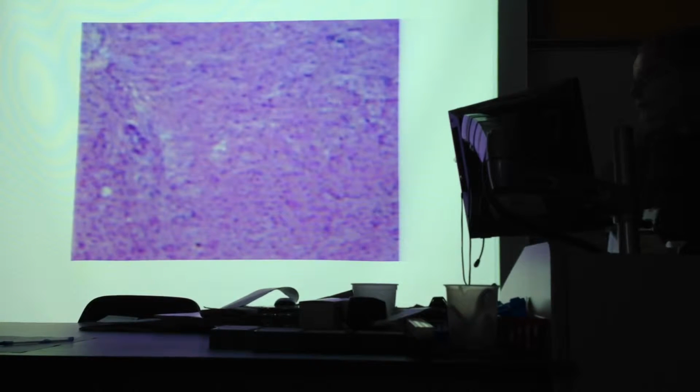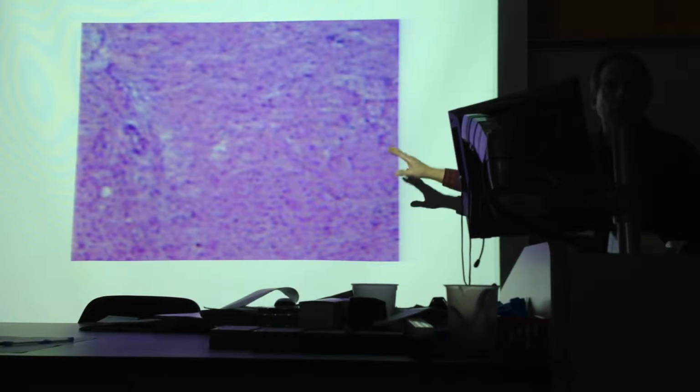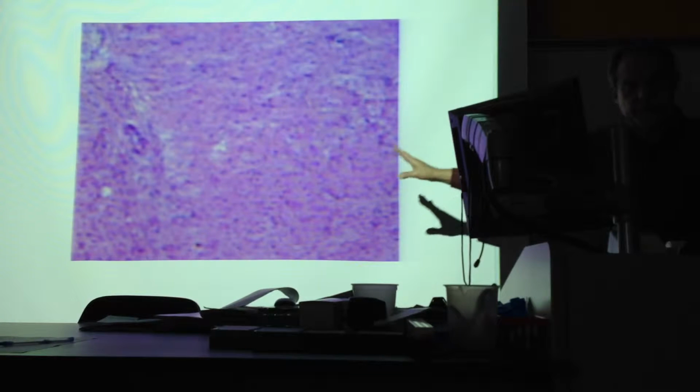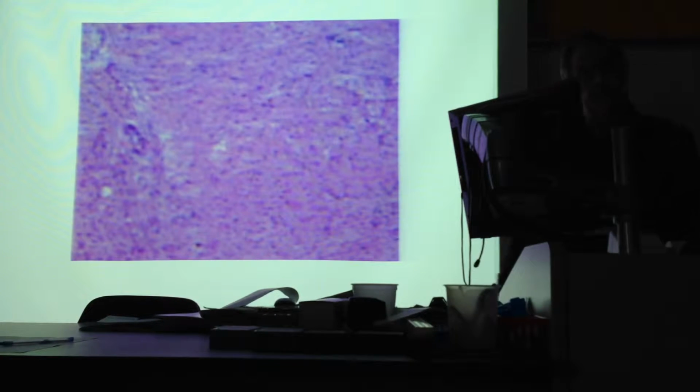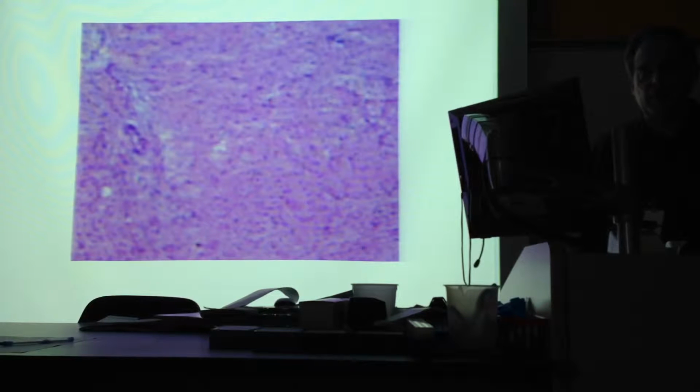What this is, though, is called the neural hypophysis. That's another name for the posterior pituitary. Hypophysis is another name for pituitary, and because it's mostly nervous tissue, it's called the neural hypophysis.